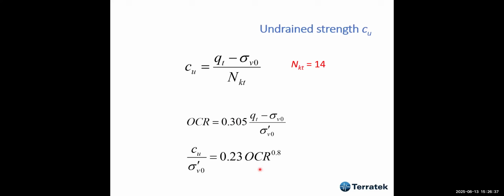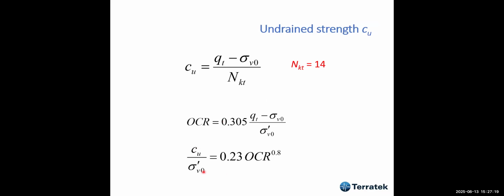How to get some parameters? I will give you some ideas, but not everything, because it takes too long. The undrained strength can be obtained by one of these equations. This is what we use a lot, where the undrained strength is Qt minus the vertical total stress, divided by this parameter. In most cases, the NKT is 14. In the software I use, CPT, we can change this if we need. But in most cases, I can assure you 14 is very good. And that's built in.